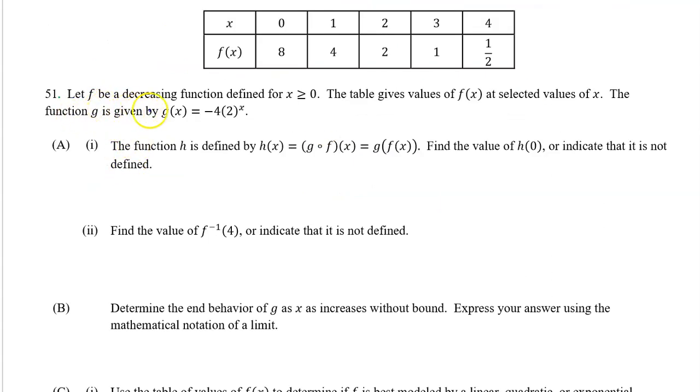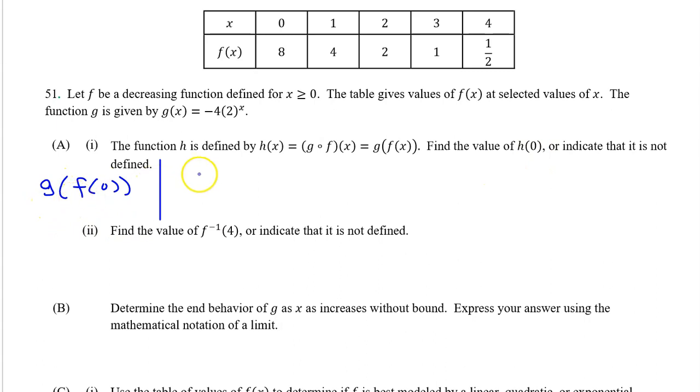51. Let f be a decreasing function defined for x greater than or equal to 0. The table gives values of f of x at selected values of x. The function g is given by g of x equals negative 4 times 2 to the x power. Part A1. The function h is defined by h of x equals g of f of x. Find the value of h at 0 or indicate that it is not defined. So it looks like finding h at 0 will be the same as finding g of f at 0.